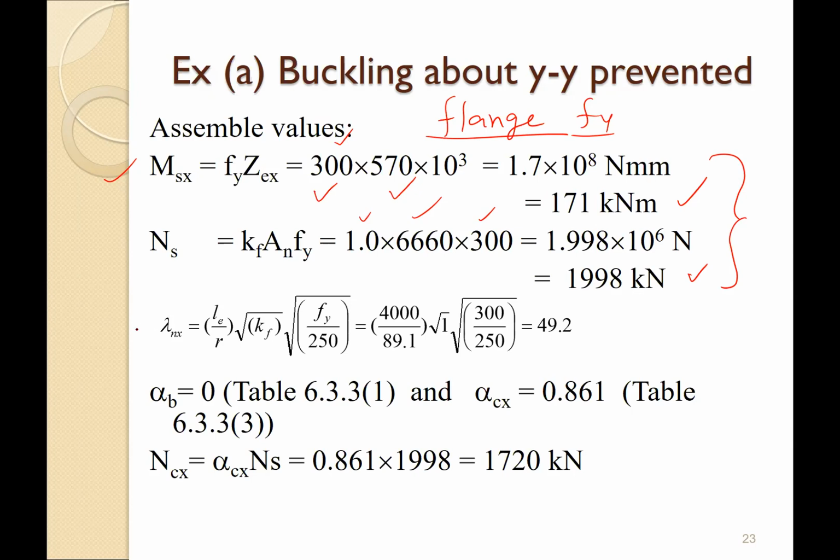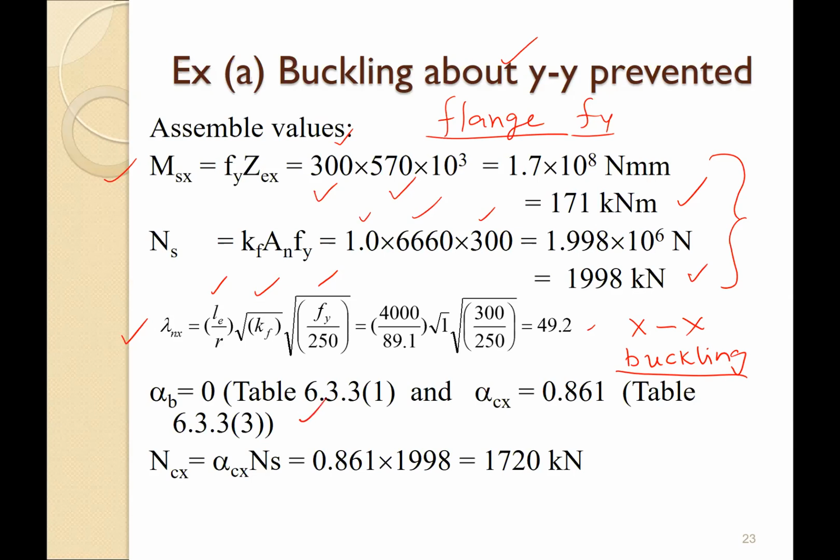Now we are calculating the lambda nx. There's no buckling about yy, so let's consider buckling about the xx axis. In this case, this is in-plane behavior, right? In-plane capacity we are looking at, because both buckling and bending are happening in the same plane, correct? So lambda nx is Le over r times the square root of Kf times the square root of this one, which is 49.2.